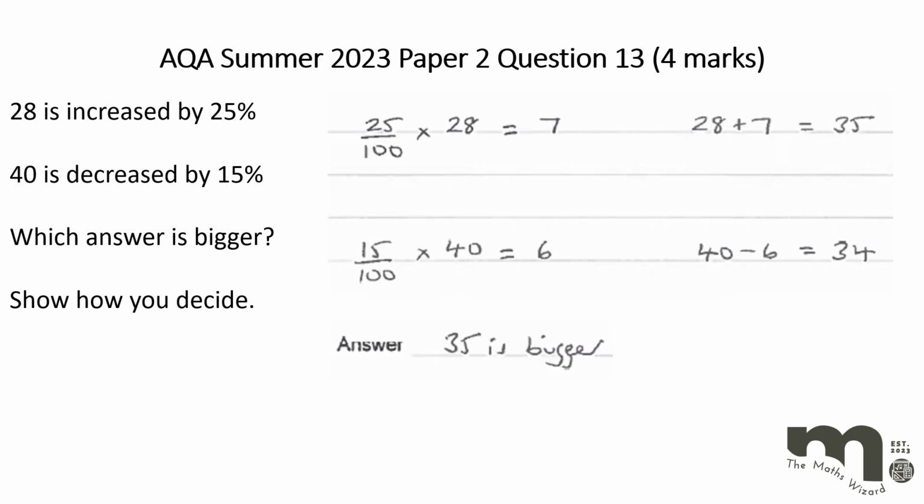So here is the solution that the exam board gave. So they did 25 divided by 100 times 28. So they worked out that 25% was 7, and then they added it on afterwards. So you can do percentage increase like that if you prefer. And then they did 15 divided by 100 times 40 to work out that 15% was 6. And then they took that away to get down to the 34 that way.